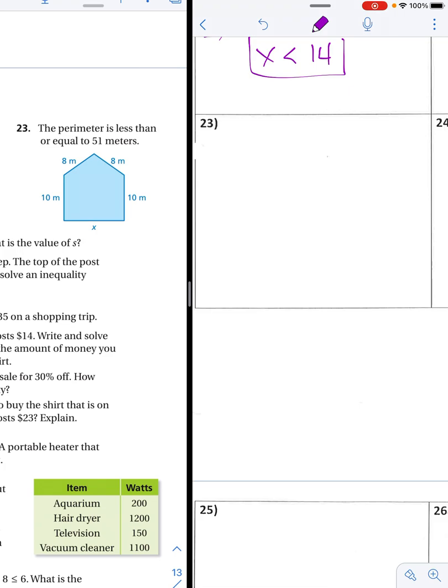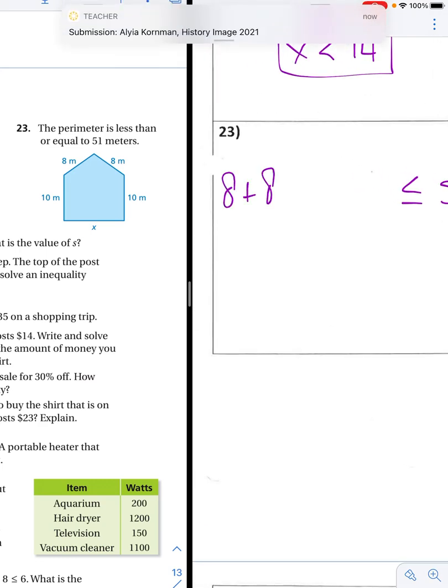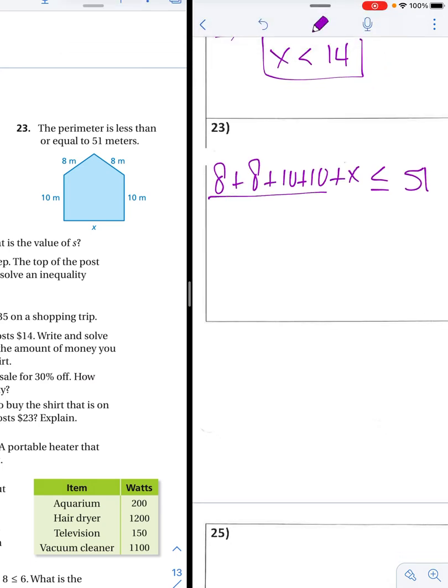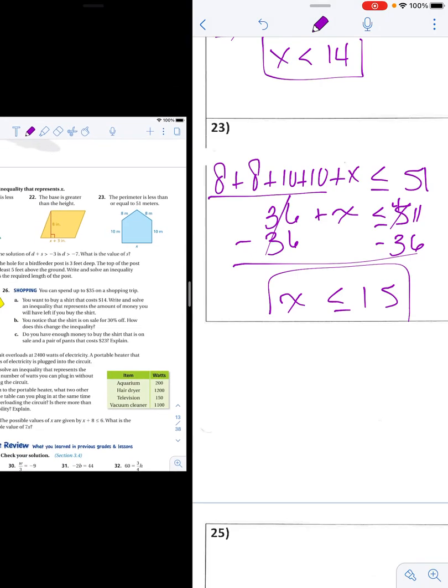Number 23. The perimeter, the distance around, is less than or equal to 51 meters. And then around we have an 8 plus 8 plus 10 plus 10 plus some unknown. We'll combine like terms, 16 and 20 would be 36. Plus some unknown is less than or equal to 51. We'll subtract to get that variable by itself. So x will be less than or equal to 15.